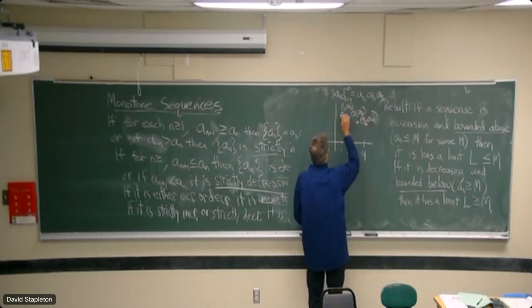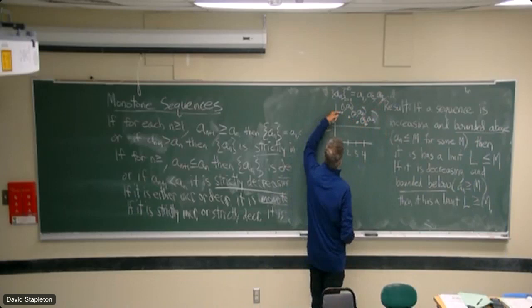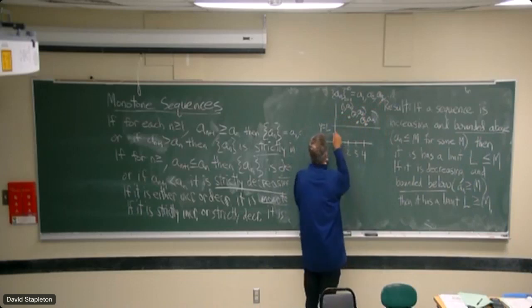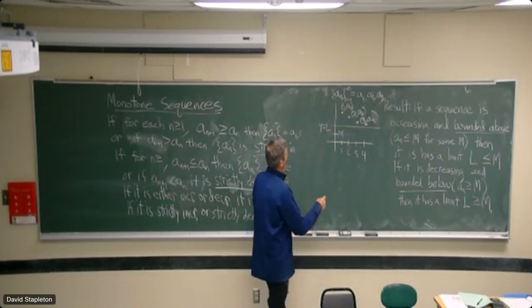And the idea is that if these dots are getting lower and lower, decreasing but never reaching this number down here, M, then there's some line y equals L that they must be approaching. It could be M, but it could be they slow down towards something else up here.